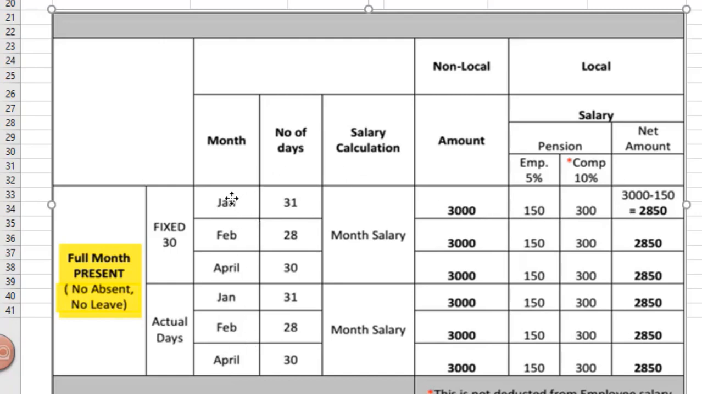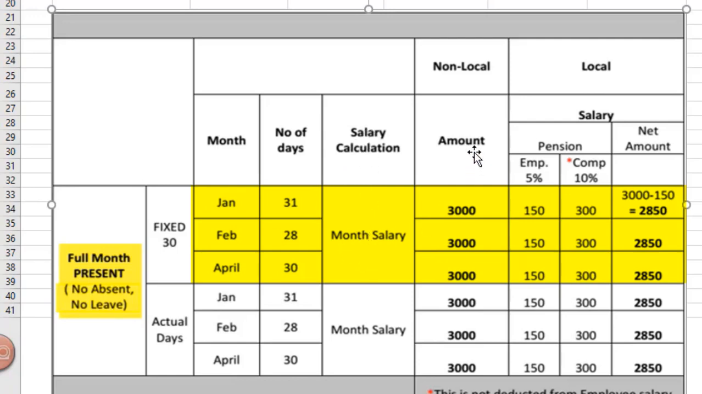So in January, which is 31 days, and February, which is 28 days, April, which is 30 days, as we can see here, each one of those contains a different number of days. However, when we're talking about fixed 30 days, it means that whatever the number of days were, they're all considered as 30 days exactly. So that's why the salary calculation here is the month salary, which is 3,000.